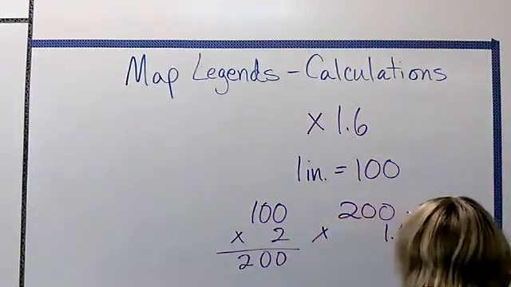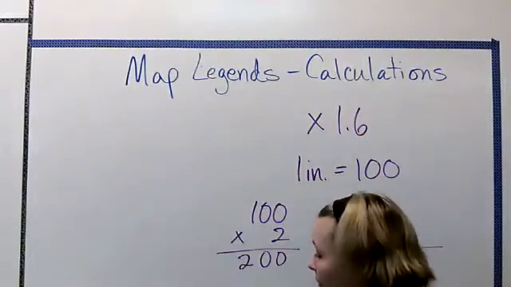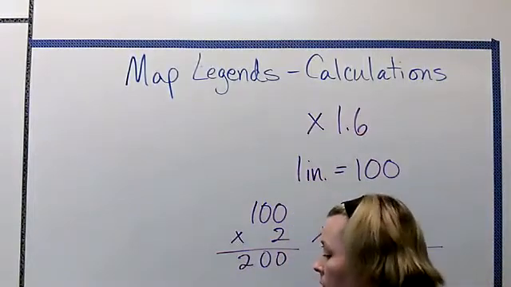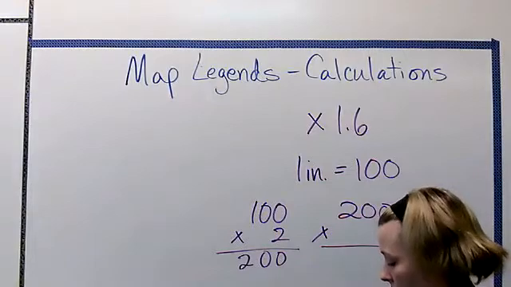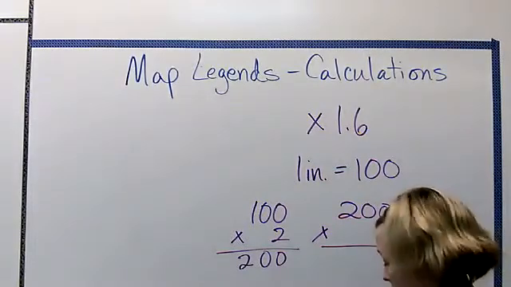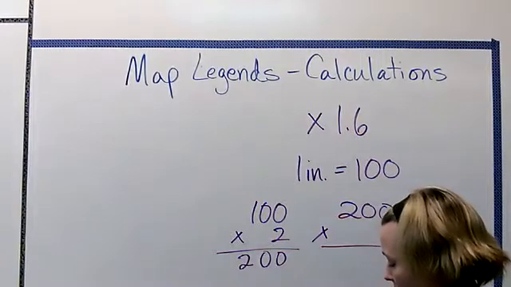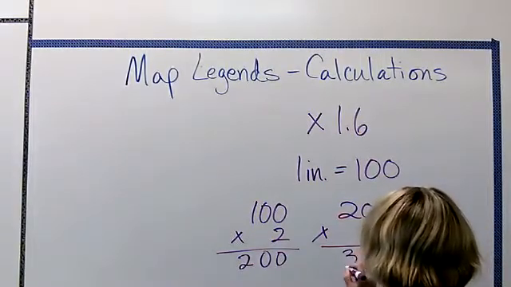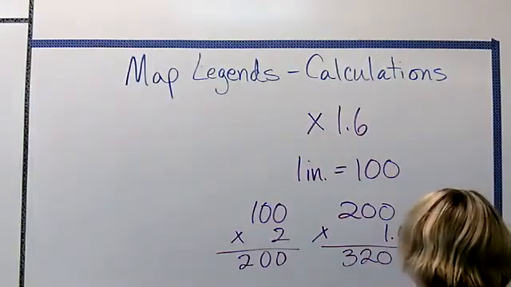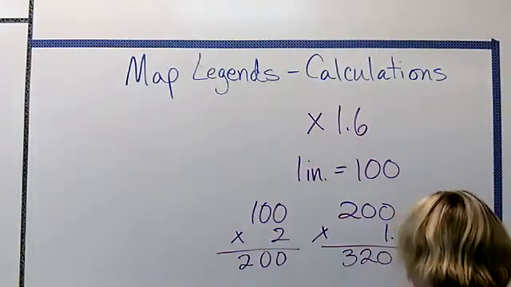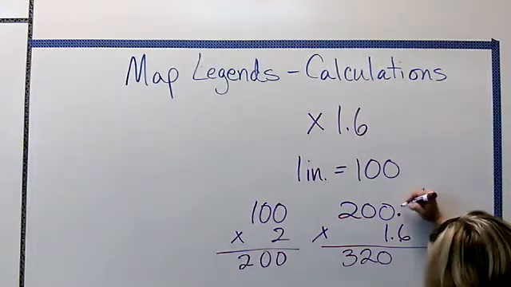We're always going to line up our decimals. Now, we're going to use a calculator. 200 times 1.6 equals 320. And the other short way that you can do that is, again, if you line up your decimals.